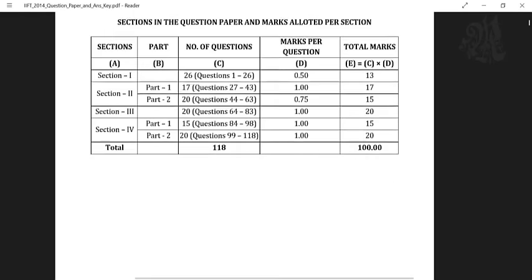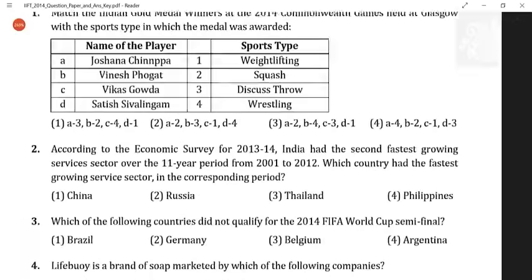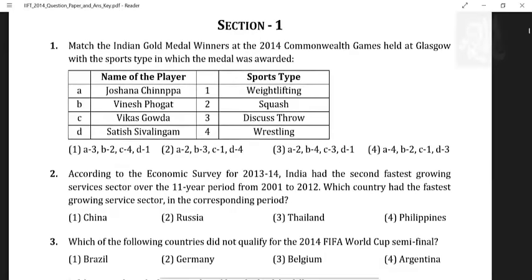8 questions. Let's go for the first section. Now this is like GK. If you know these guys, you can probably easily match the column. You have to get 6 questions correct on GK anyhow. Okay?